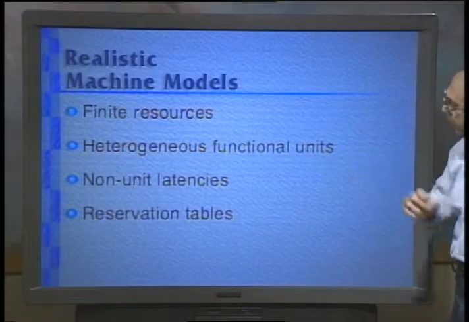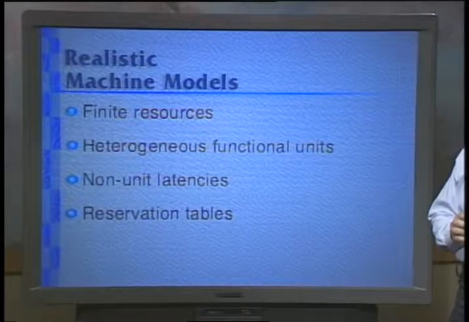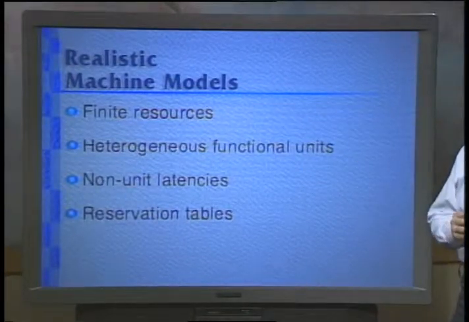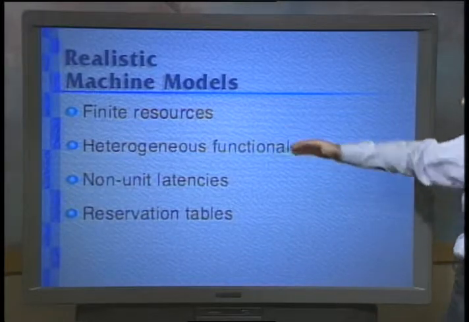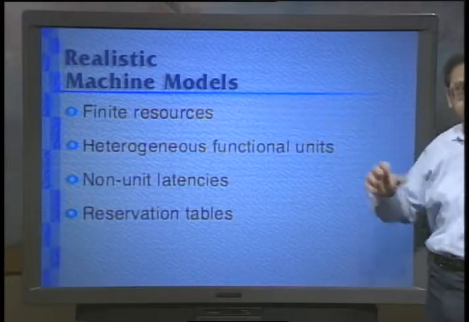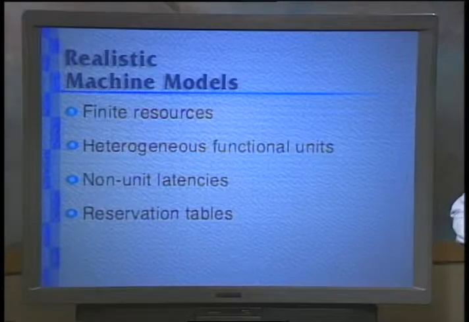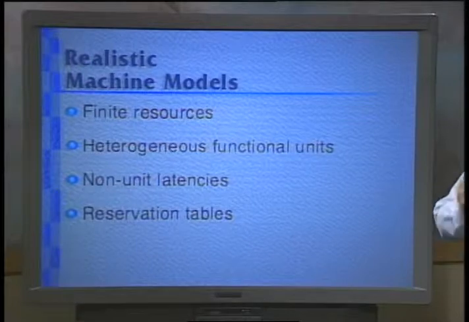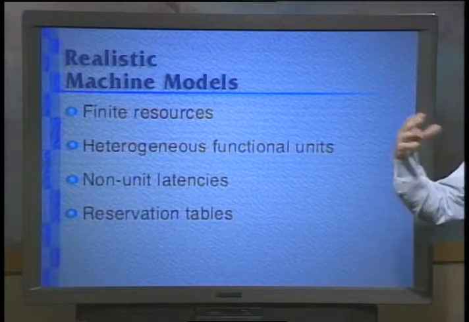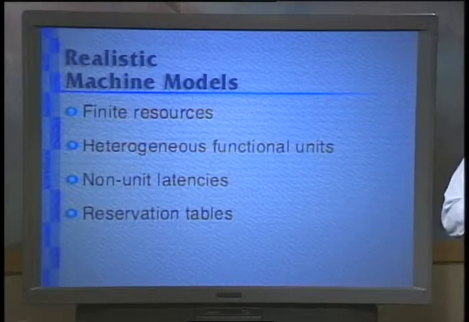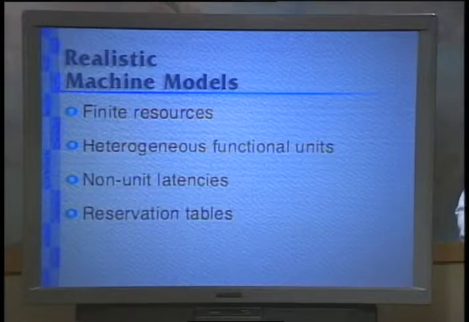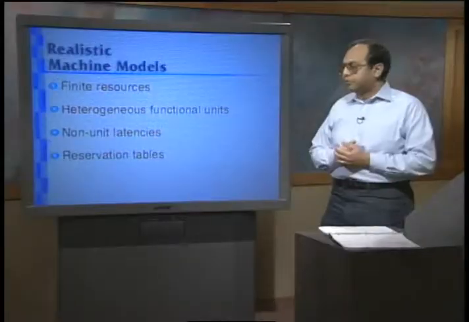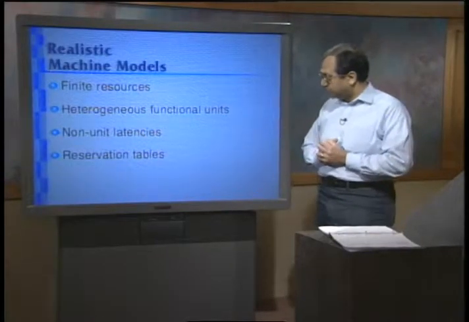And here are four factors that determine how good a machine model one has. Firstly, since there's no machine around that has unbounded resources, it is clearly important that the scheduler understand that there are finite resources in a machine and that it be able to cope with that. Secondly, in most realistic machines, the functional units are not identical. You have floating point units that can do floating point operations, integer units that can do integer operations. And so a model in which you view every functional unit as being identical and interchangeable is unrealistic.